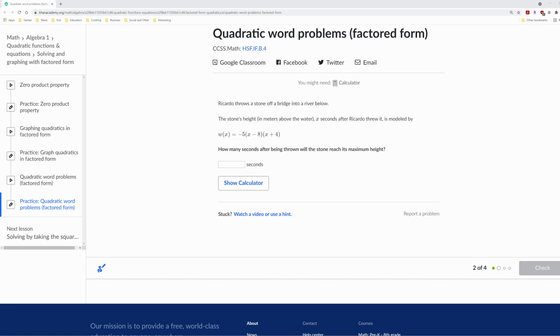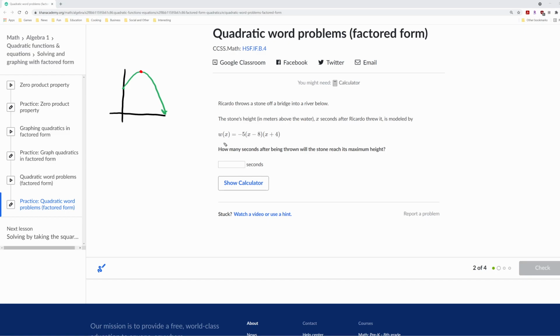So if we put ourselves in this situation, I'm going to draw an XY axis. Let's see, we're on a bridge and we're throwing a rock. So maybe it did something like this. The rock went up, it went back down, and then it hit the water. Well, if you think about what a parabola looks like, all this question is really saying is find the vertex. That's it.